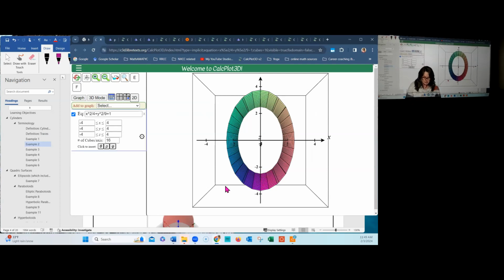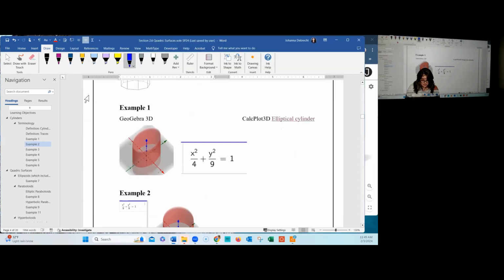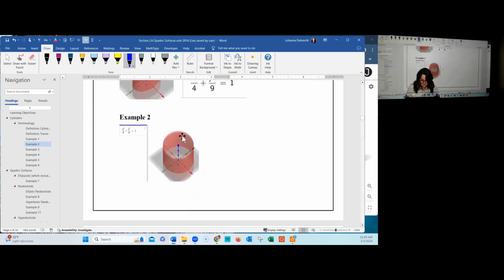And now let's take a look at the next example. So we're basically going through lots of examples here. This one, of course, is a circular ellipse. x squared plus y squared equals 9. So basically between -3 and 3. And the rulings are parallel to the z-axis, right?